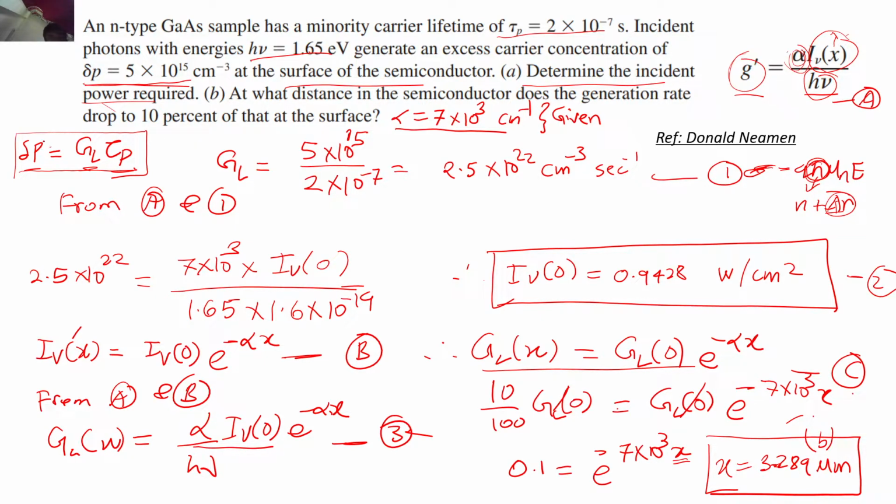Now this excess carrier concentration has been given to me. See, in this equation number A, I am suffering because I don't know the value of GL. Once I get the value of GL, my job is done. Now this tau P they have given to me, and delta P, the excess carrier concentration, they have given. Now I can find the GL value easily from this equation. And once I get that value of GL, I will just put it in equation number A. Once I get that, I get the value of IV of 0, and this IV is nothing but a power density. Just look at the units, watts per centimeter square. This is the light that you are actually hitting on top of the material.